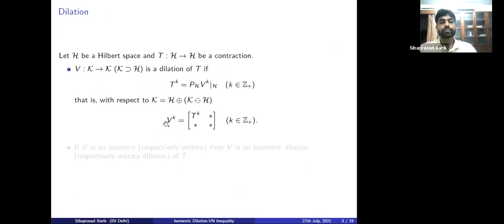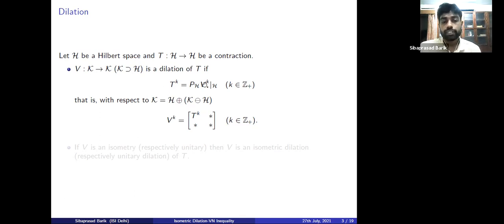So what is dilation? Let H be a Hilbert space and T acting on H be a contraction, that means the norm of T is less than or equal to 1. An operator V acting on another Hilbert space K, where K contains H, is called a dilation of T if T^k is the compression of V^k for all non-negative integers k. And compression means it is the composition of the projection, the operator and the restriction.